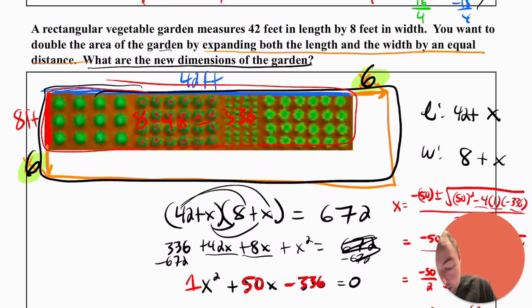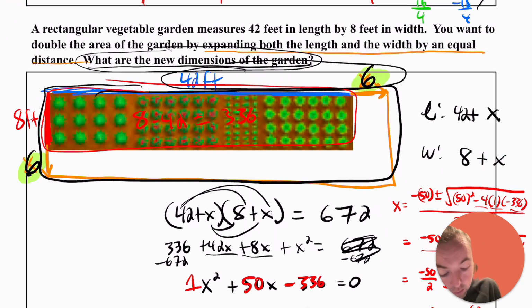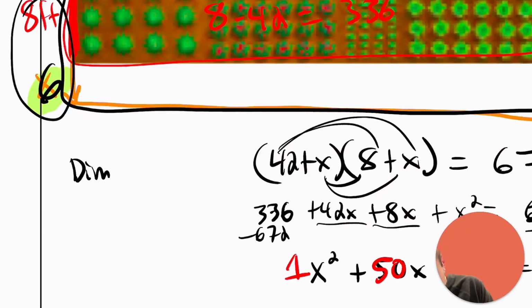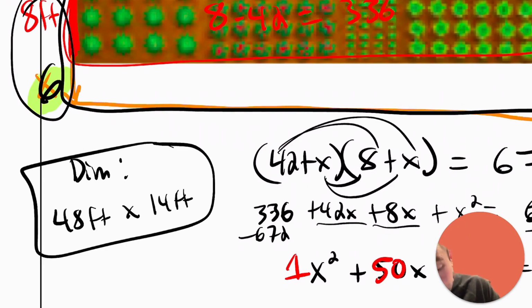To check this out, we're asked for what the new dimensions of the garden would be. So the new dimensions would be 42 plus 6, so 48, and also 8 plus 6, so 14. So the new dimensions should be 48 feet by 14 feet, and that should answer the question.